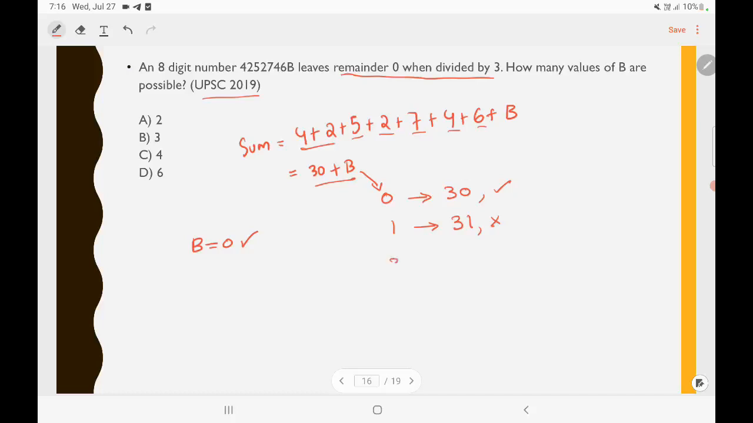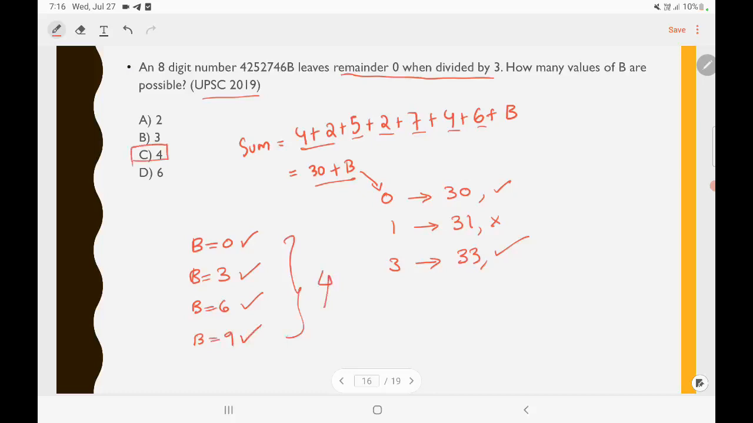If you check 3, 30 plus 3 is 33. So 33 is divisible by 3. So therefore, B equal to 3 is a possibility, right? So similarly, B equal to 6 is a possibility and B equal to 9 is a possibility. So there are a total of 4 possibilities. So the answer is C, 4.